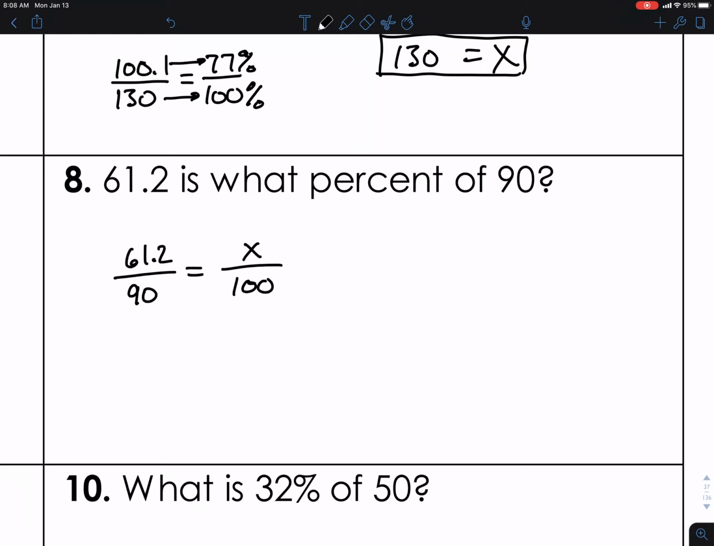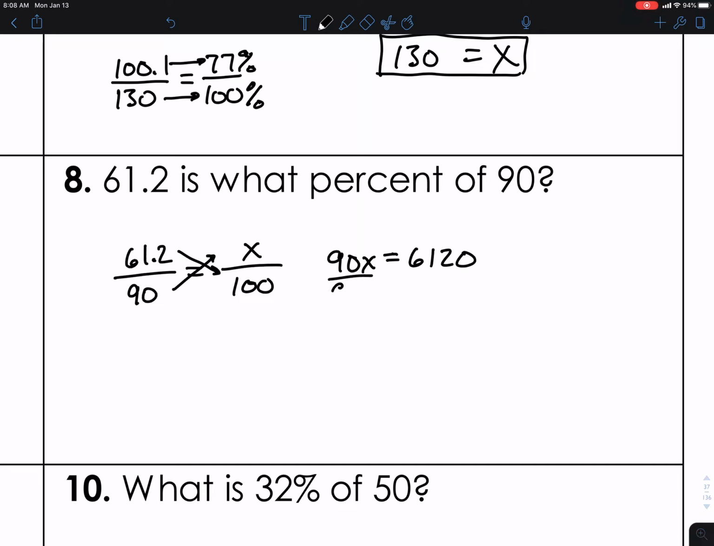So again, cross multiply, and it doesn't matter which ones you cross multiply first. We could do it this way. 90 times x gives me 90x. I put an equal sign. 61.2 times 100 is 6,120.